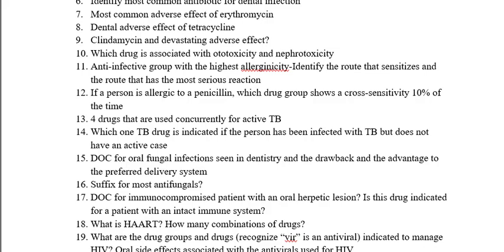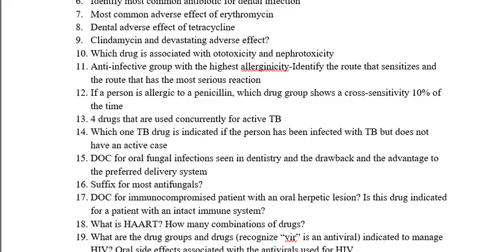Doesn't work if someone has an intact immune system for an oral herpetic lesion. So is this drug indicated for a patient with an intact immune system? Only for genital herpes. It's not indicated if you have an intact immune system for an oral herpetic lesion.